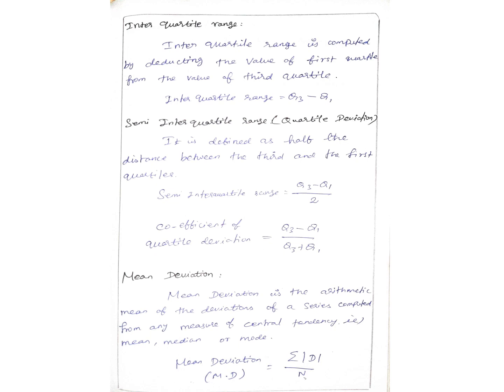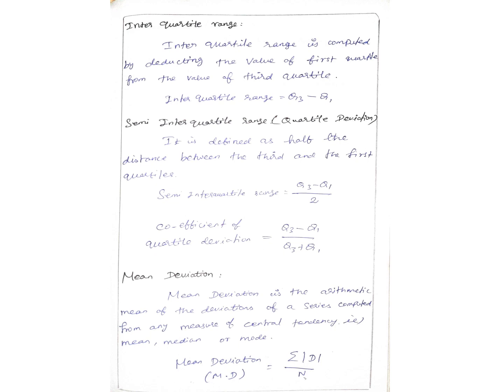Next, the semi-interquartile range or quartile deviation is defined as half the distance between the third and first quartiles. That is, Q3 minus Q1 divided by 2. Quartile deviation is an absolute measure of dispersion. The relative measure of dispersion, known as the coefficient of quartile deviation, is calculated as Q3 minus Q1 divided by Q3 plus Q1. The quartile deviation is an improved measure over the range, as it is not calculated from extreme items but on quartiles.